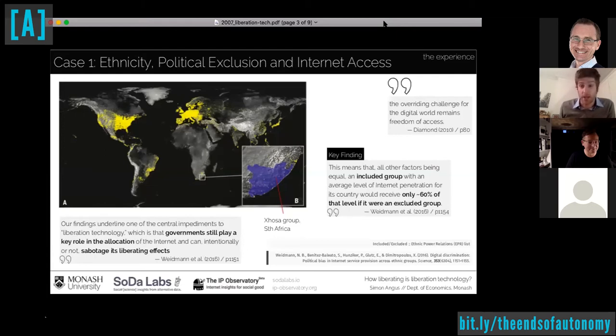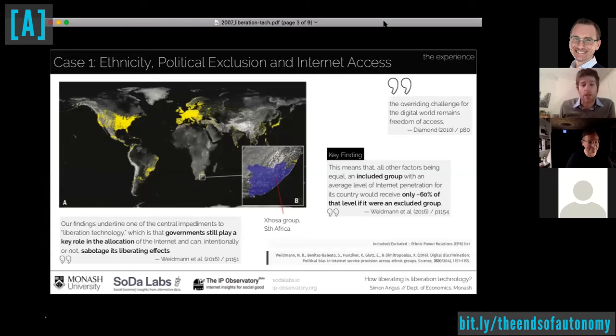So 6 postcards, I'm going to fly through these. So postcard number 1. This paper by Weidman and others in Science in 2016 sought to try and measure where the internet has been provided to citizens with a specific focus on ethnic groups.